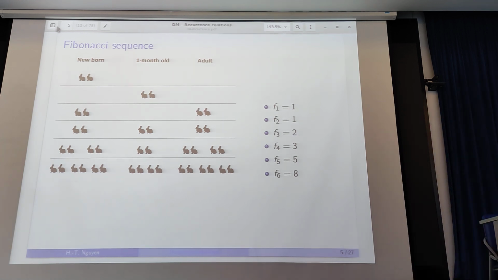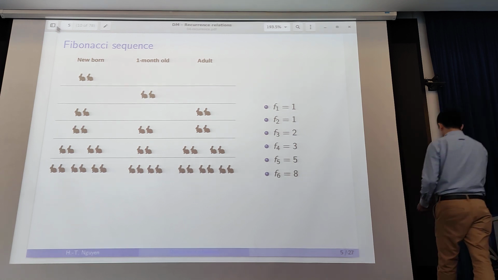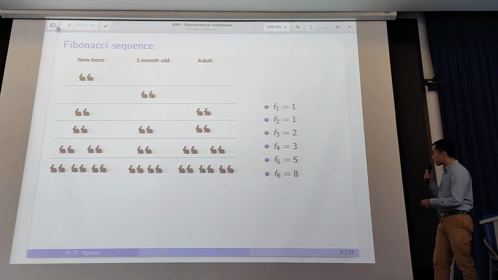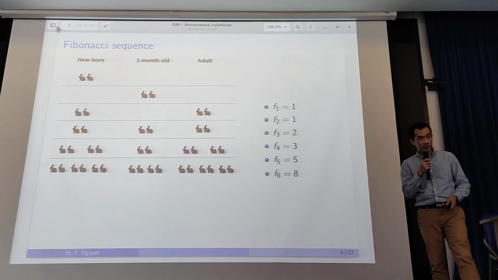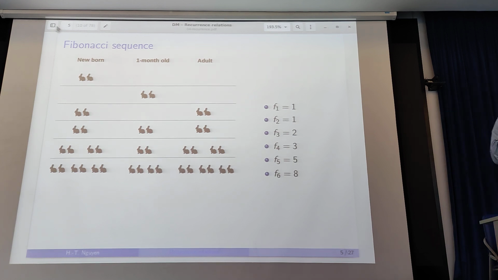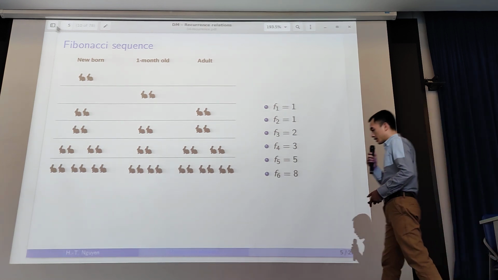Until now, if you look at the numbers here, you can see a pattern, or maybe you know already that 2 is equal to 1 plus 1, 3 is equal to 2 plus 1, 5 is equal to 3 plus 2, and 8 is equal to 5 plus 3. And you can guess that if you continue on, you will find F7 is equal to 13, which is 5 plus 8. But that is an observation, and how can we prove it?